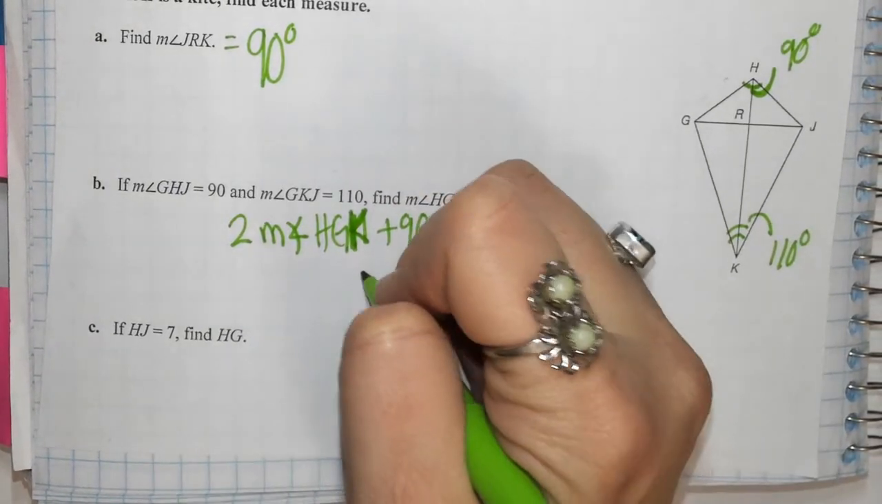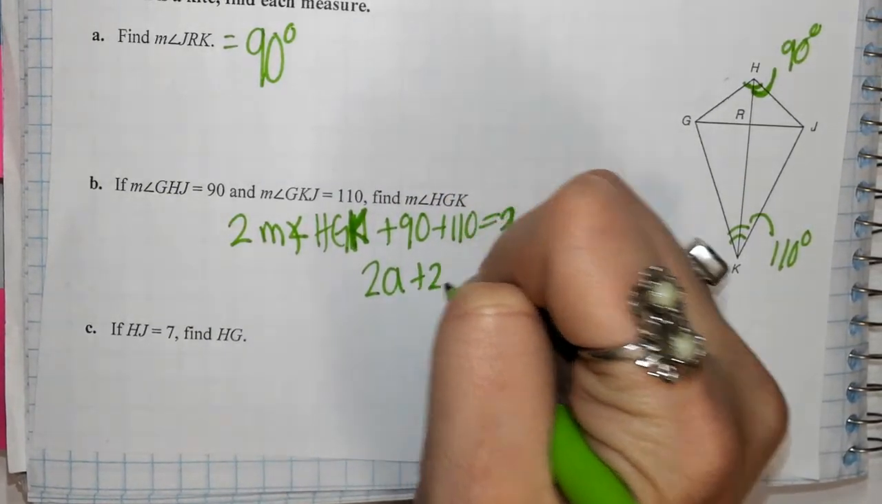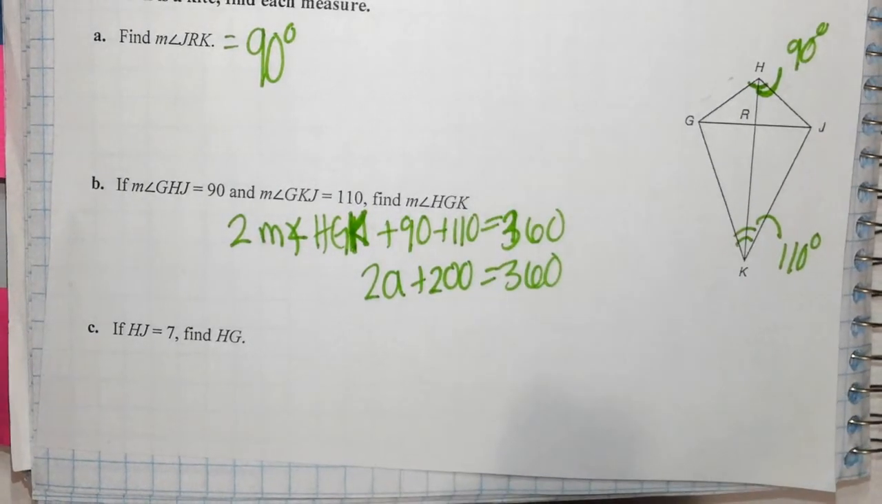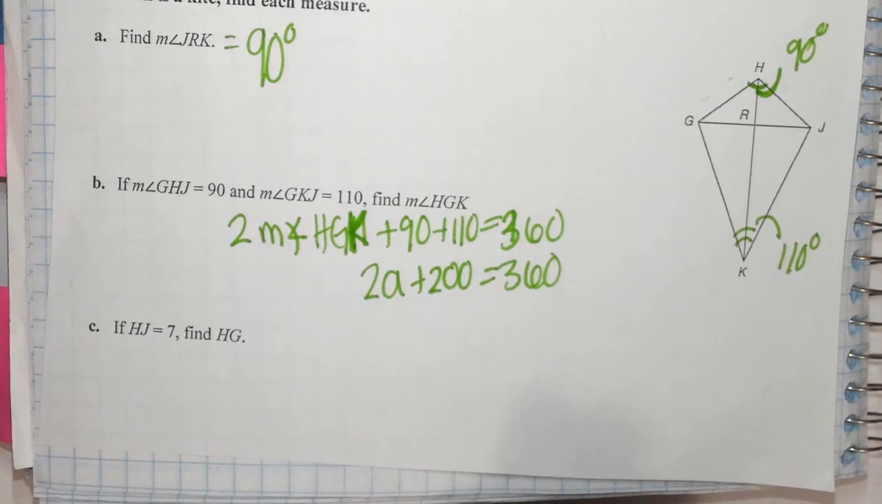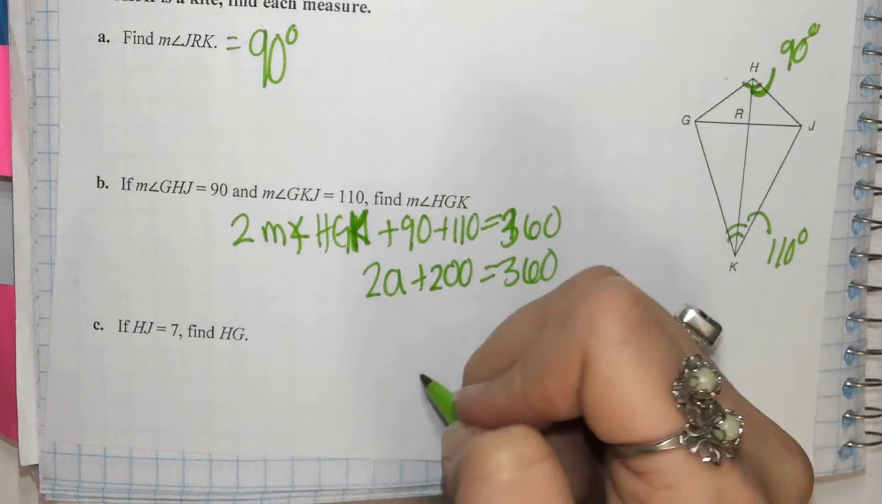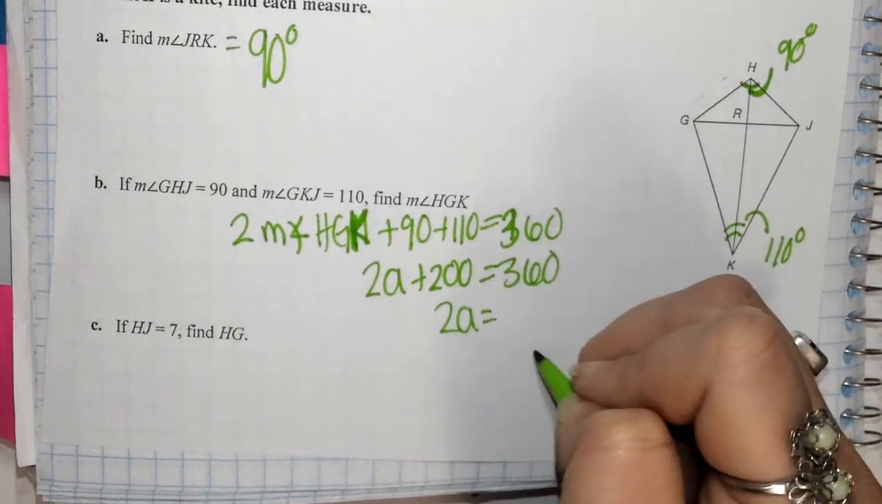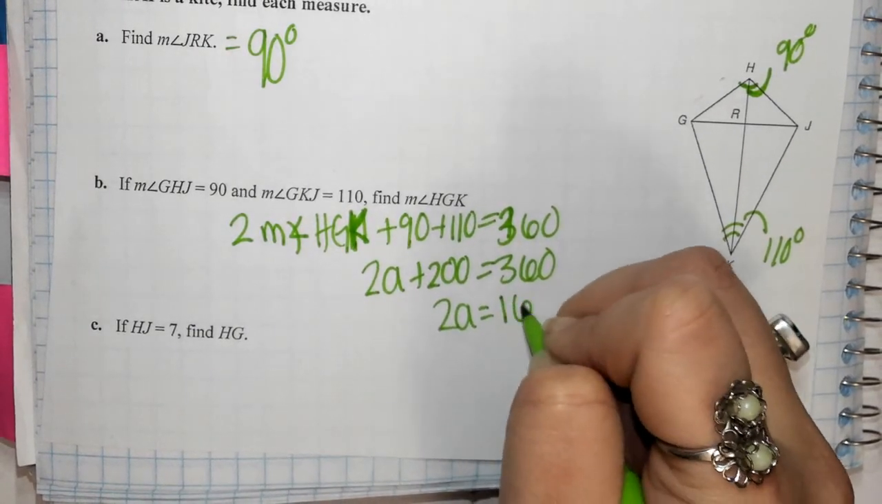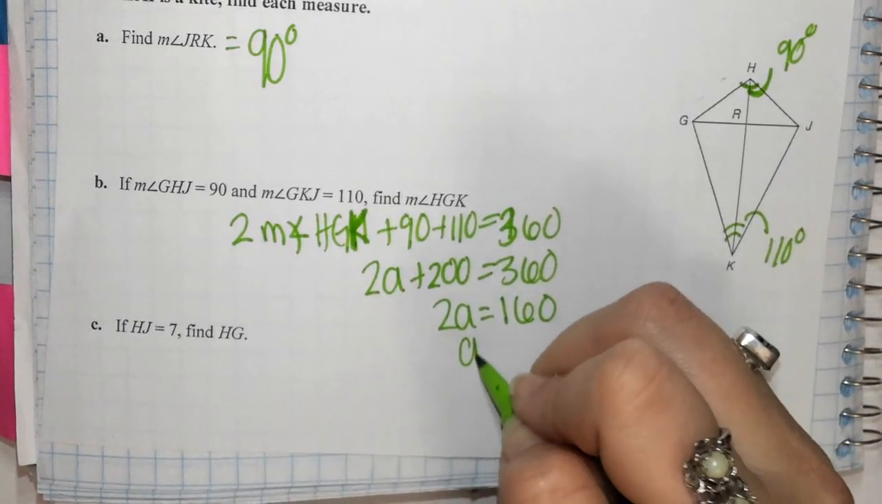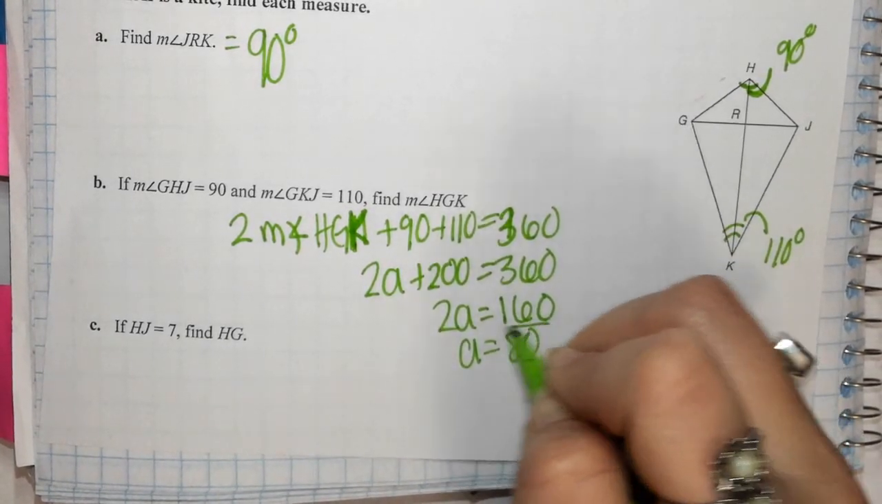So if I wrote 2A plus 200 equals 360, correct? Then what would I do? Subtract 200. Good. And I get 2A equals? 2A is 160. So what is the measure of angle HGK? 80.